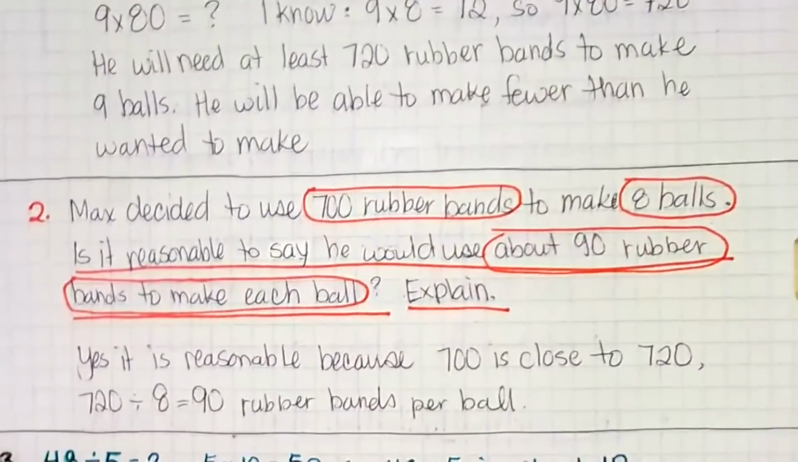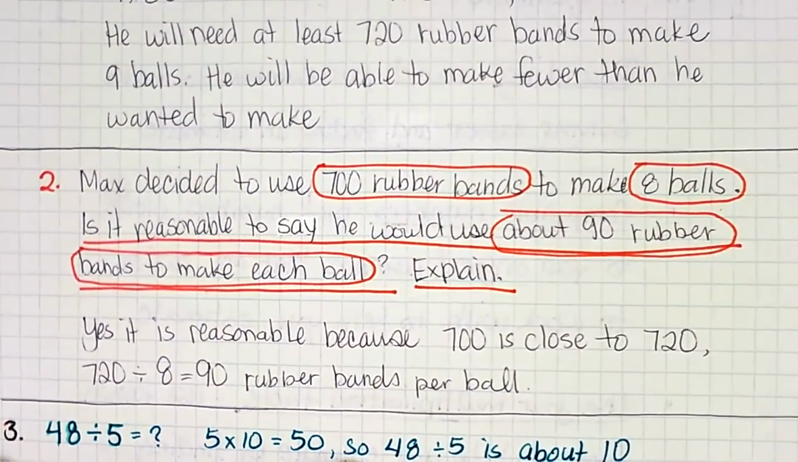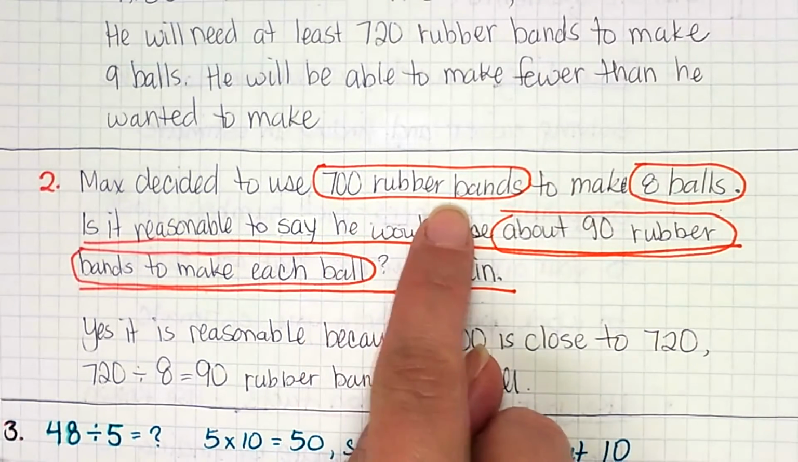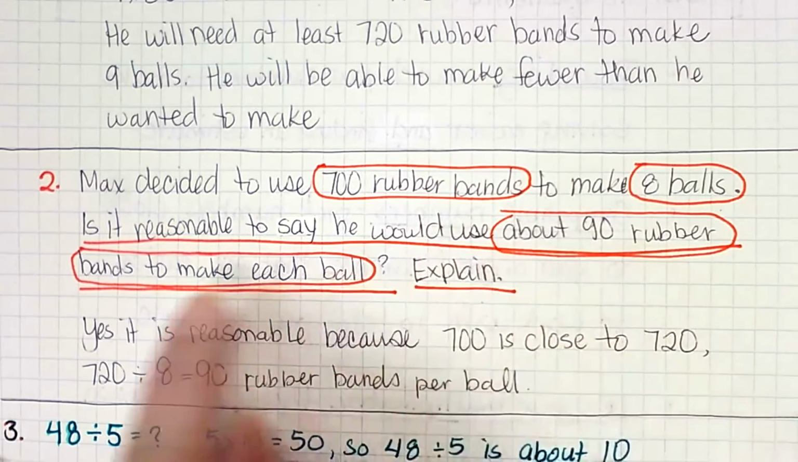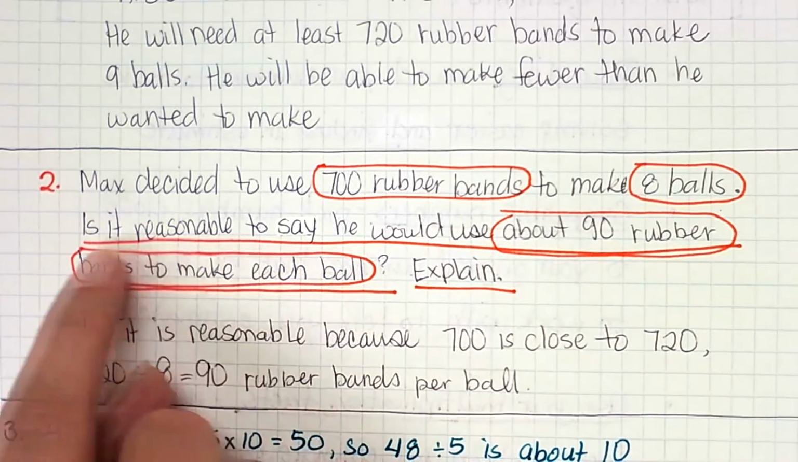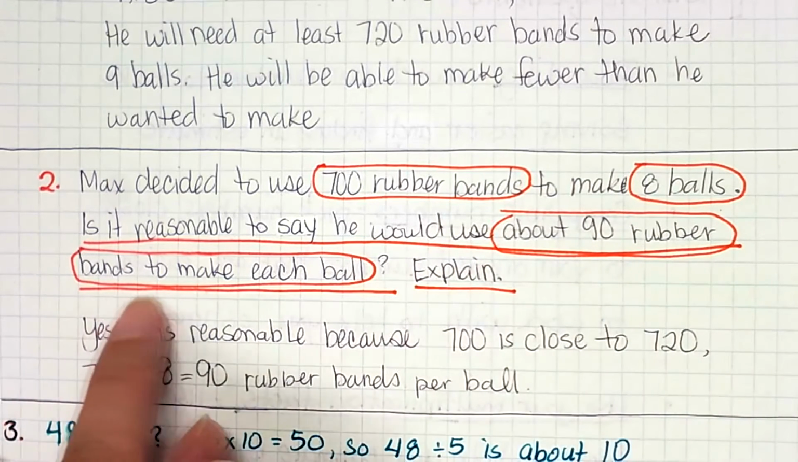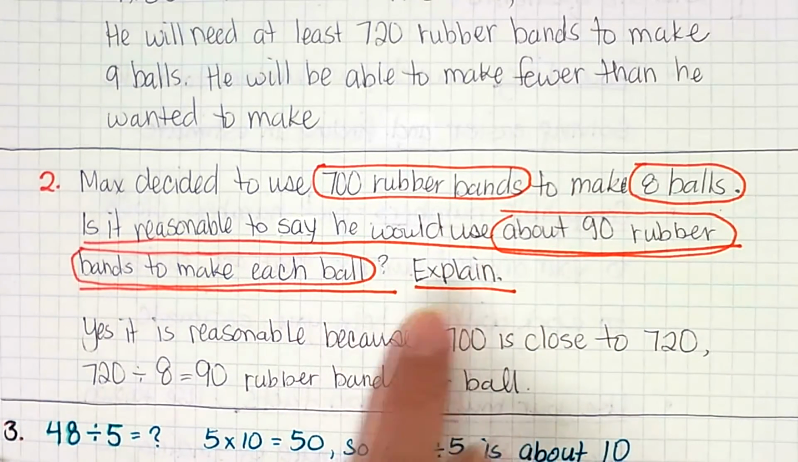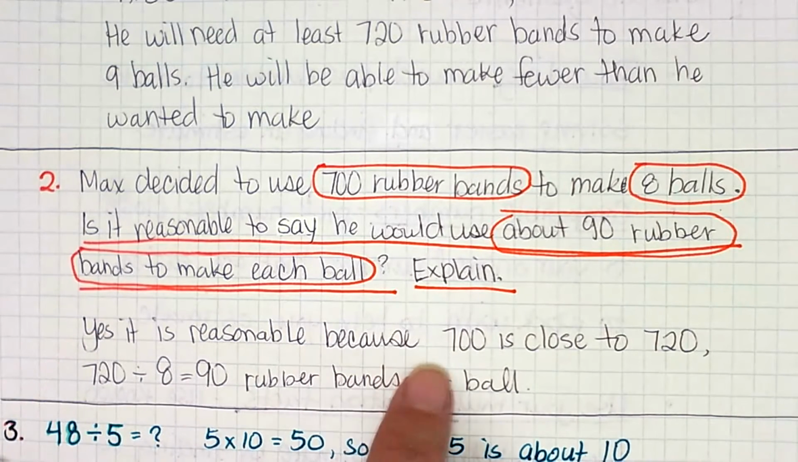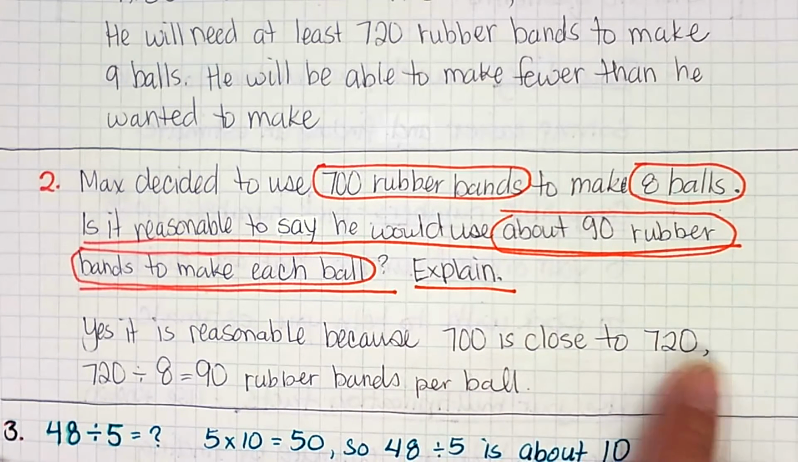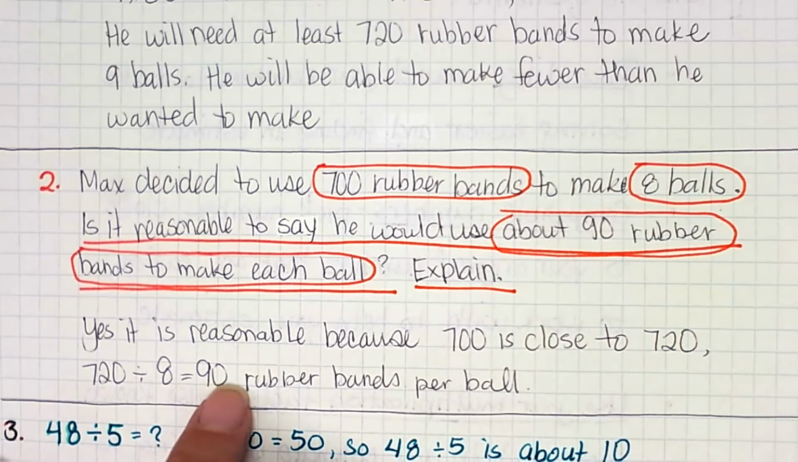For number 2, Max decided to use 700 rubber bands to make 8 balls. Is it reasonable to say he would use about 90 rubber bands to make each ball? Explain. So I circled the 700 rubber bands, the 8 balls, the about 90 rubber bands for each ball, and I underlined the question. Yes, it is reasonable because 700 is close to 720. So 720 divided by 8 equals 90 rubber bands per ball.